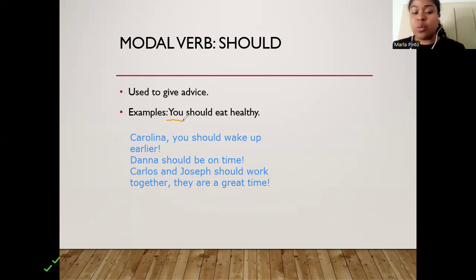Always take into account the subject, the pronoun, who is doing the action, or in this context who should do the action. Then we got the auxiliary, the modal verb, and then the verb. This is the proper way to use it.